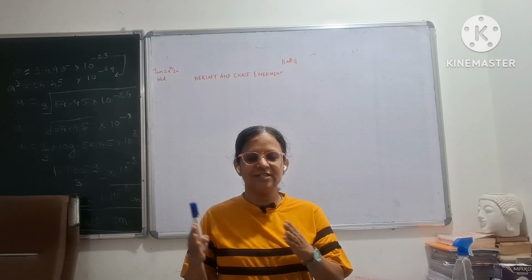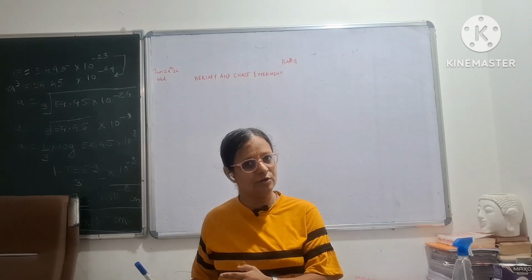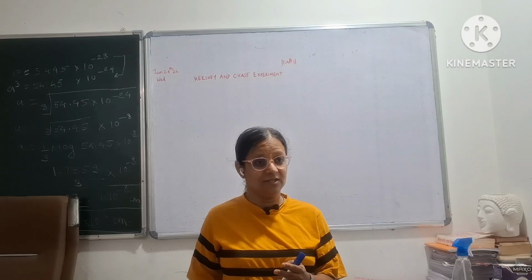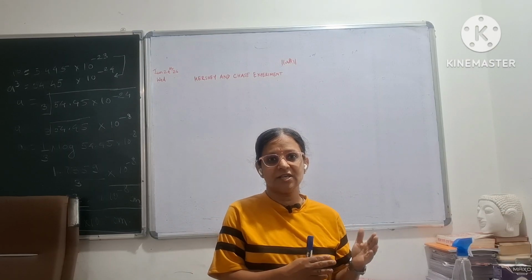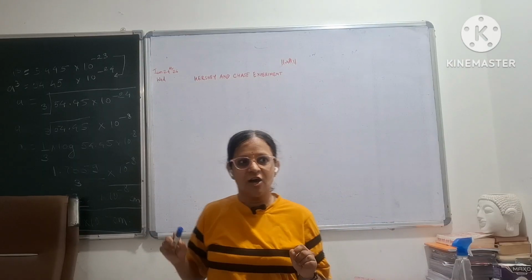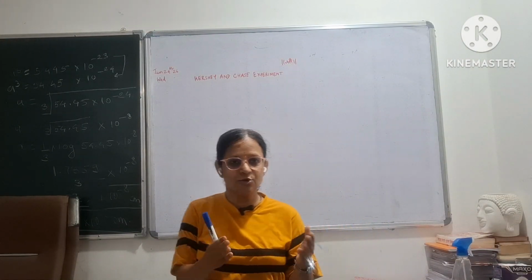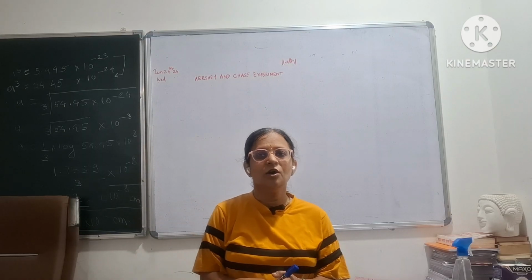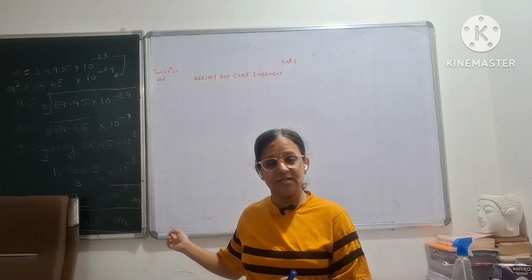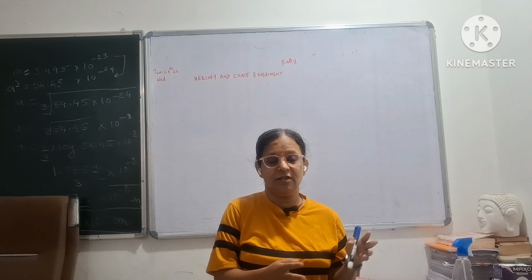Before going on to Hershey's and Chase experiment, you should have a rough idea about what this experiment is about. This experiment is dealing with finding out what is the genetic material. This experiment was carried out by Hershey and Chase. These are two different scientists. Hershey was a male person and Chase was a female. Together they worked on this experiment in order to find out what is the genetic material. Now this experiment was carried out about 70 years ago approximately, in 1952.